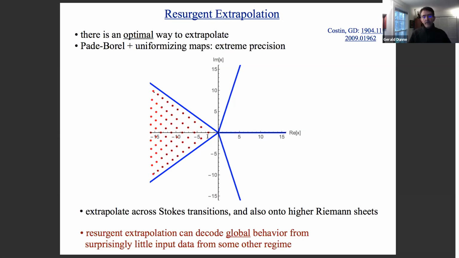differential equation. So this is very surprising to me. The implication is that if you design some extrapolation method that uses some of these ideas from resurgence and Borel summation, then it seems possible that you can actually extract some non-obvious global non-perturbative information from a relatively modest amount of perturbative input. And you can go from a regime out here to some very distant regime where the behavior is completely different.